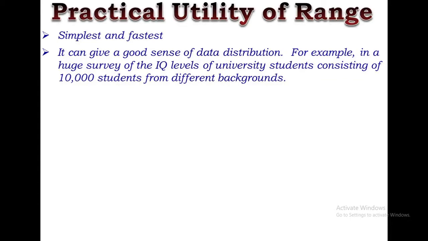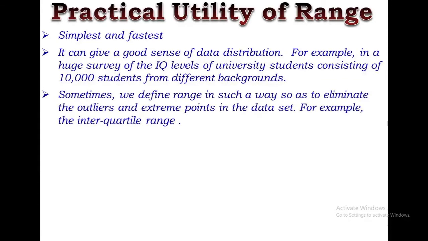Sometimes we define range in such a way so as to eliminate the outliers and extreme points in the data set. For example, the interquartile range, which will be covered in a coming video. Here the outlier will not matter, and this definition takes the whole distribution of data into consideration and not just the maximum and minimum value.